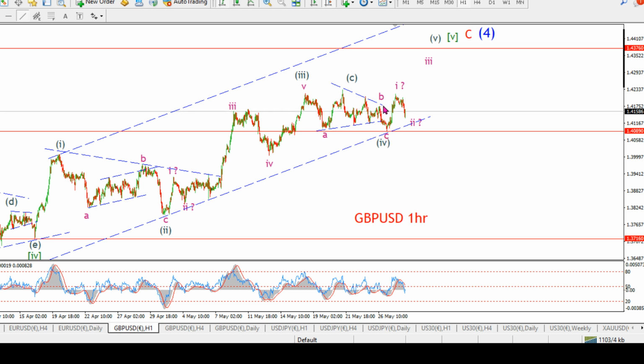So we've got an A, B, C in wave 4. And now we look to be heading higher in 5 waves again. So we've got wave 1, 2, 3. We should head up. Again, the 143.80 level is, let's say, the minimum target for wave 5 of 5. So let's look for that next week.